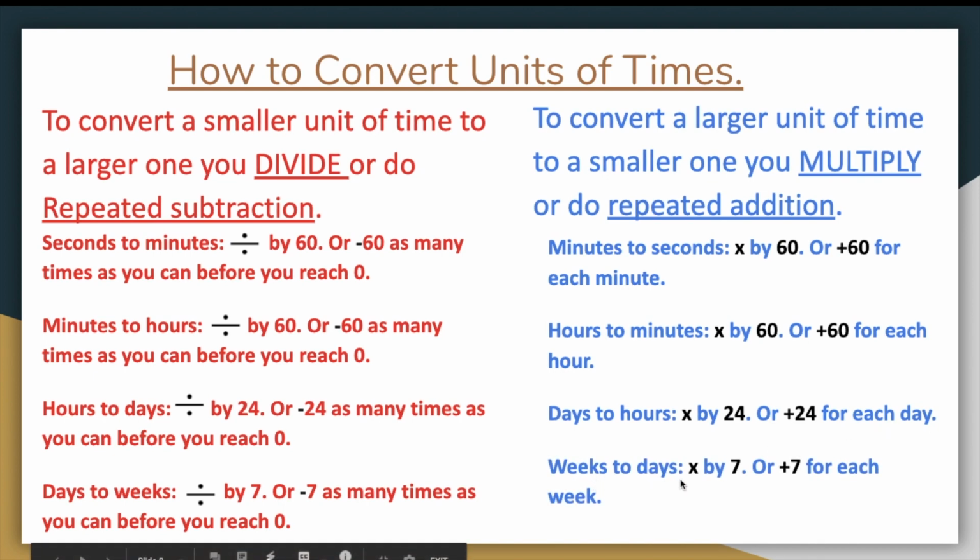Weeks to days. We know that there are 7 days in 1 week, so we have to multiply the number of weeks by 7, or we add 7 for each week.